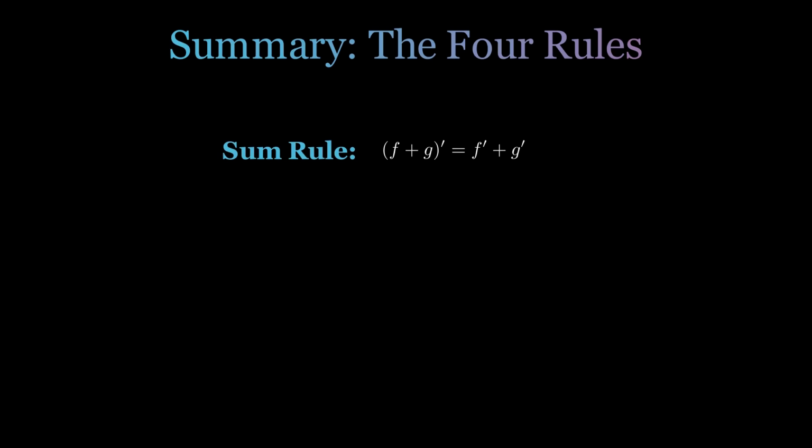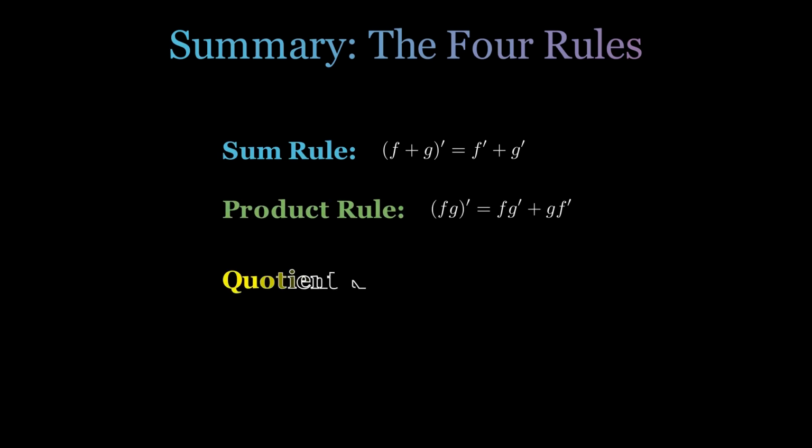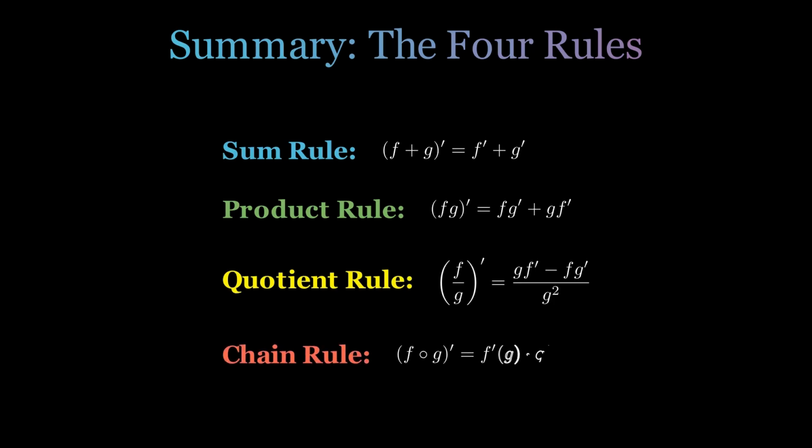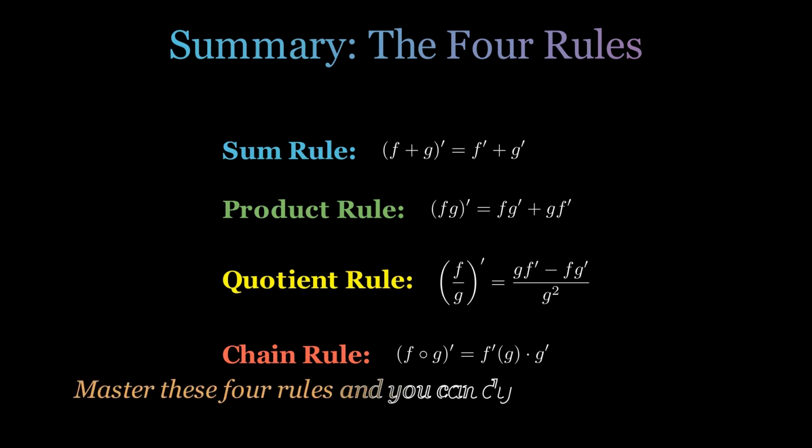Now, to summarize, the sum rule is addition of derivatives. The product rule is u times the derivative of v plus v times the derivative of u. The quotient rule is v times u prime minus u times v prime over v squared. And the chain rule is the outer derivative times the inner derivative.